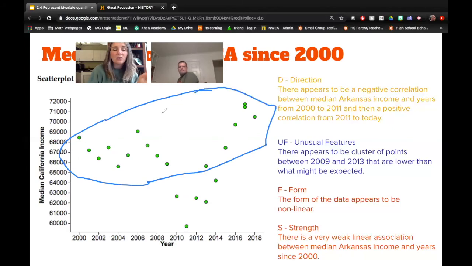If I were to have given you before 2000, it would have fit in alignment with this part of the trend right here. And we would have clustering in the same spot as we did in Arkansas, and it would be very obvious. And we know this because we lived through this and remember it, because we didn't get raises in that time period.